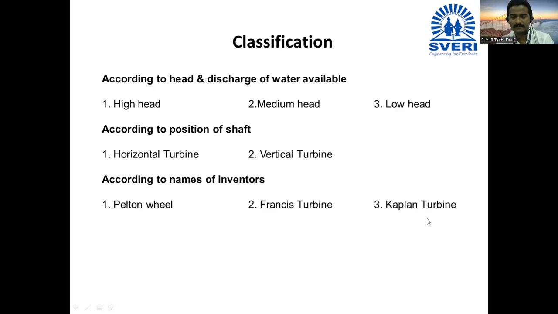and the Kaplan turbine. Okay, so Pelton is the name of a scientist. Francis is also the name of a scientist. Then Kaplan is also the name of a scientist. So we can say those are the inventors, as they have invented the turbine. Depends on the head, normally the Pelton wheel turbine comes under the category of high head turbine. Then this Francis turbine will come under the category of medium head, and this Kaplan turbine comes under the category of low head turbine.